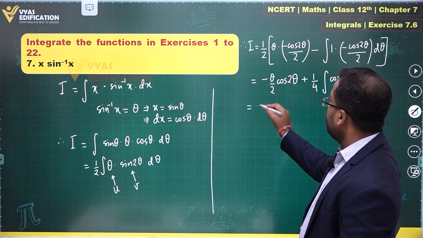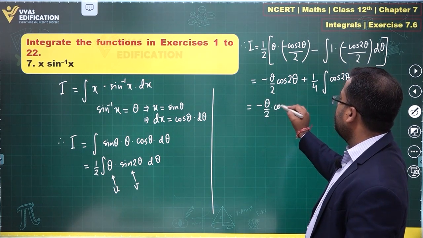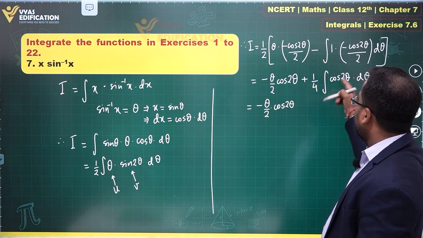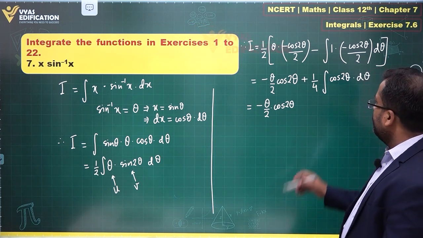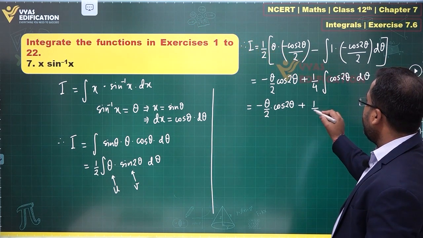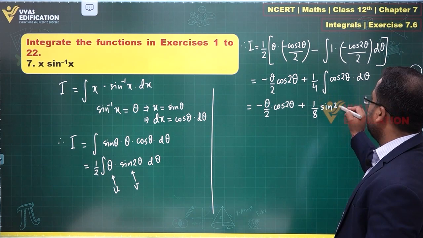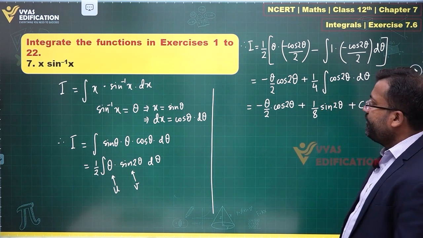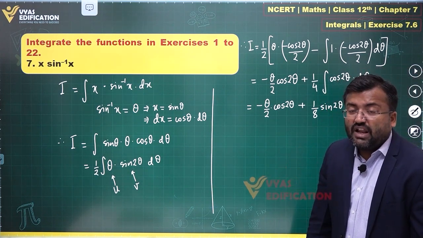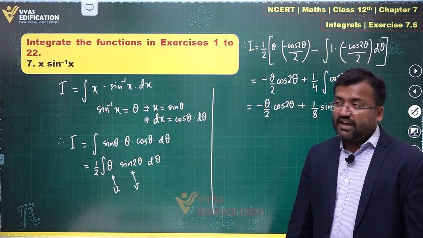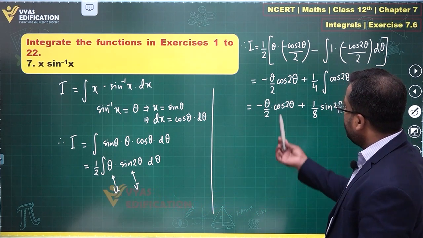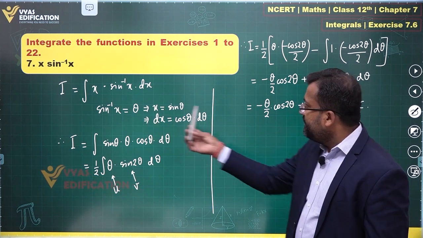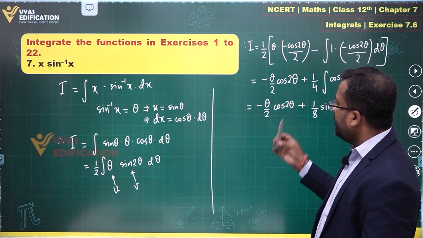This further becomes equal to minus theta by 2 cos 2 theta. The integral of cos 2 theta is sine 2 theta by 2. So this becomes 1 by 8 sine 2 theta plus constant. But is this the final answer? No. We'll have to replace every theta in terms of x. And we know that theta is equal to sine inverse x. This is okay. What about cos 2 theta?